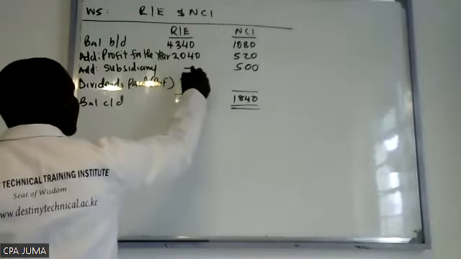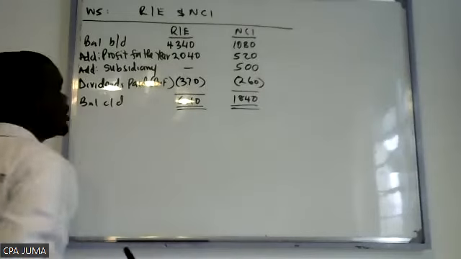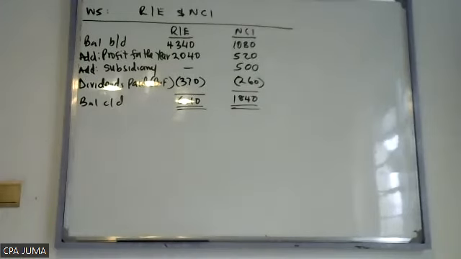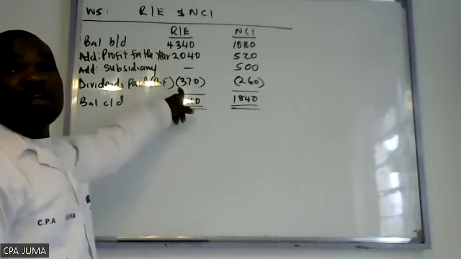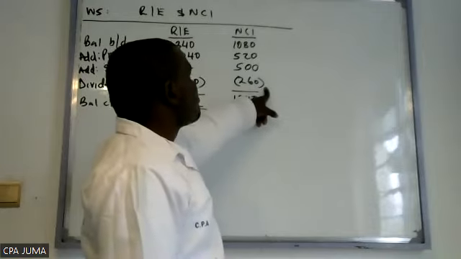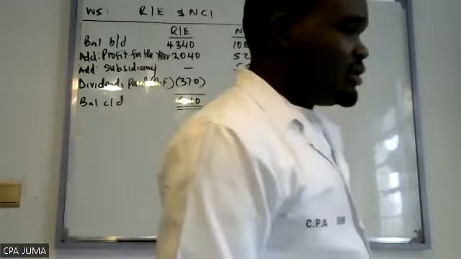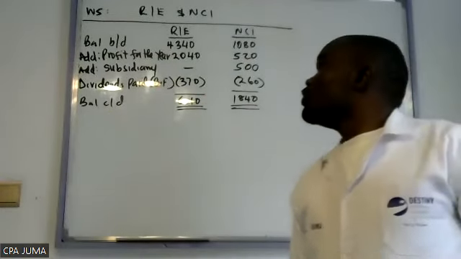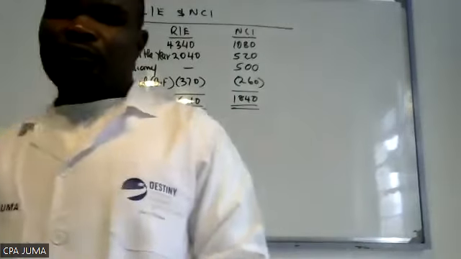370 to 60. Good. So this is dividends paid to holding company. This is dividend paid to NCI. So ladies and gentlemen who are present, that is how we do. Those are the key and basic workings for cash flow.